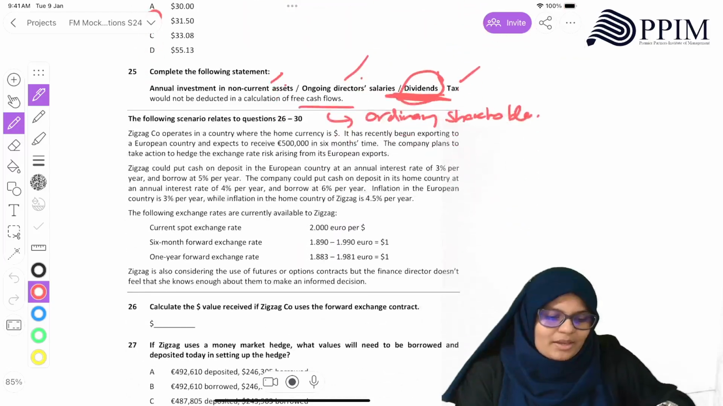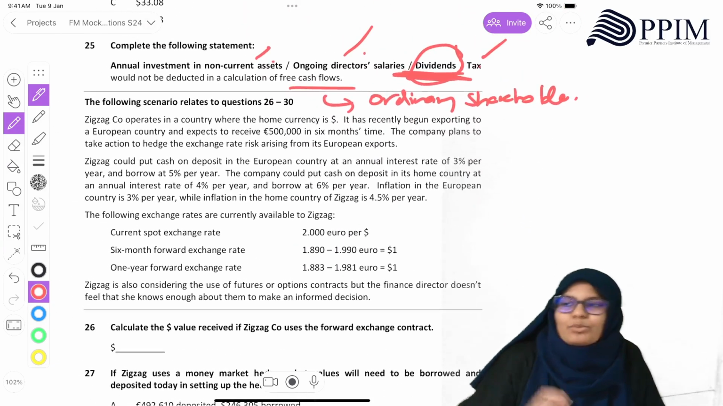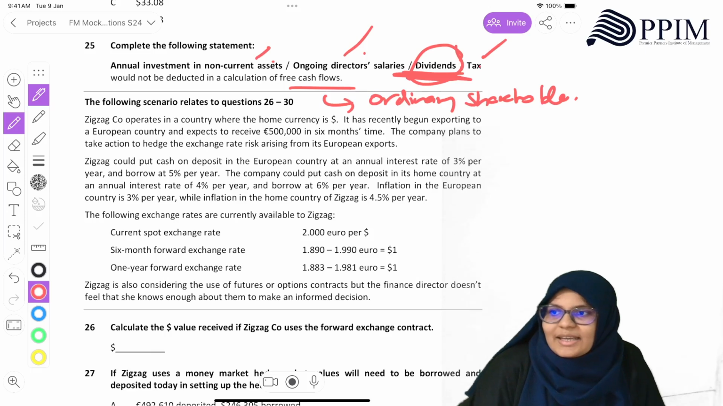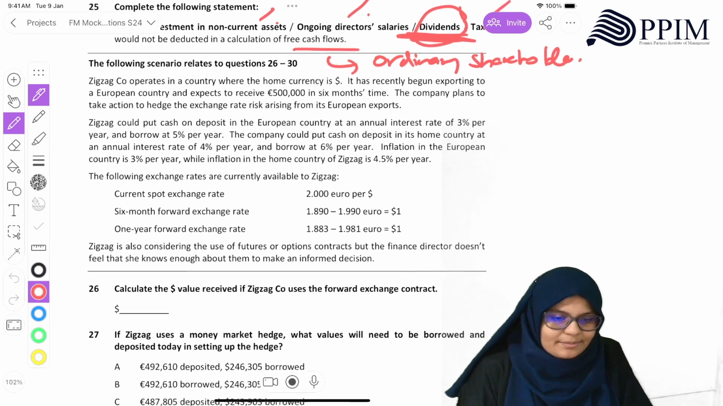Okay. Right, so I told you in this section B, one question will most probably be from risk management. That is this question. You can see it is clearly something to do with foreign exchange. Okay, read through it and then we'll do the question.